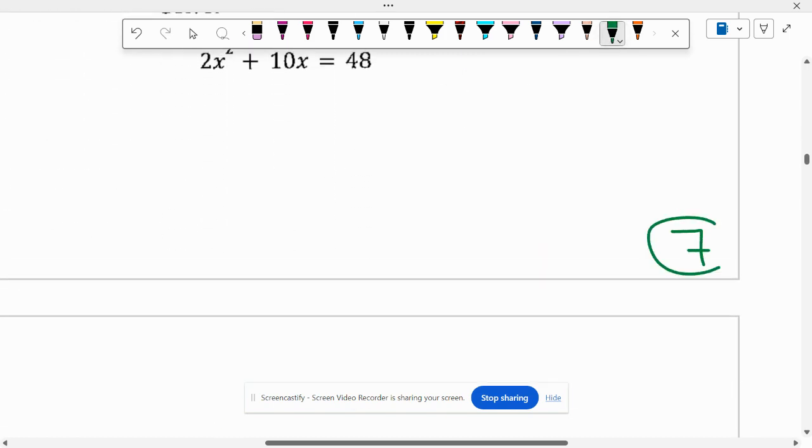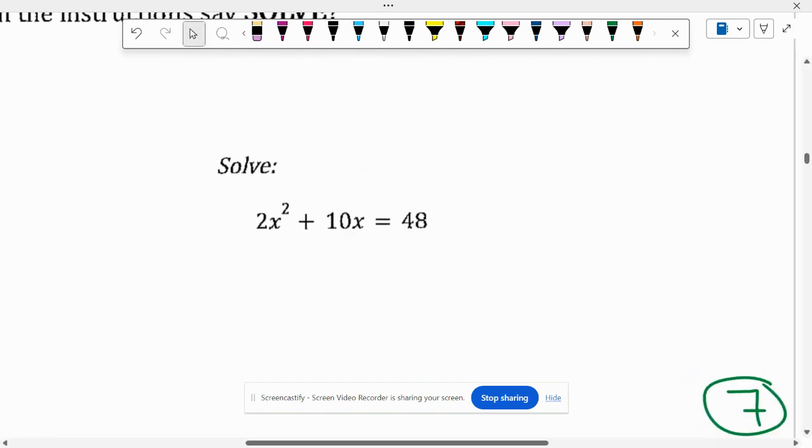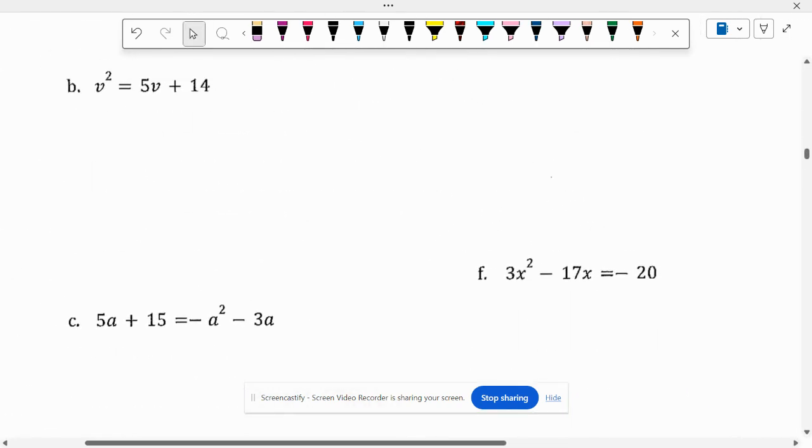Page 7 at the bottom. Okay, so let's see.